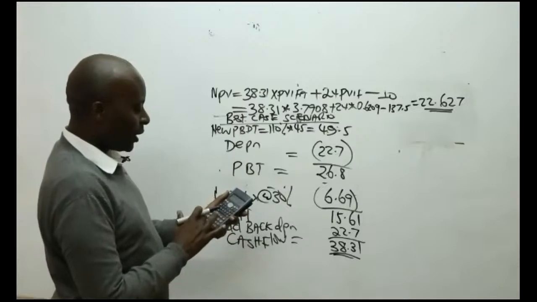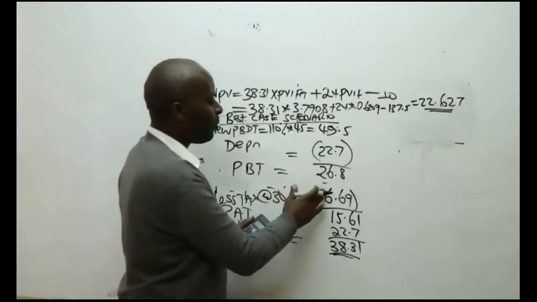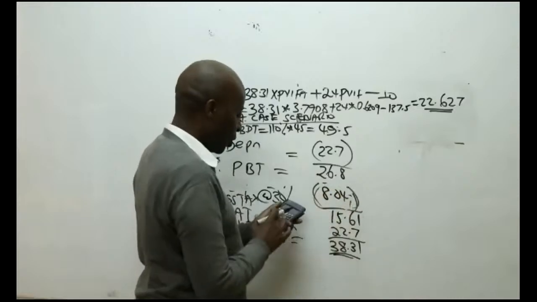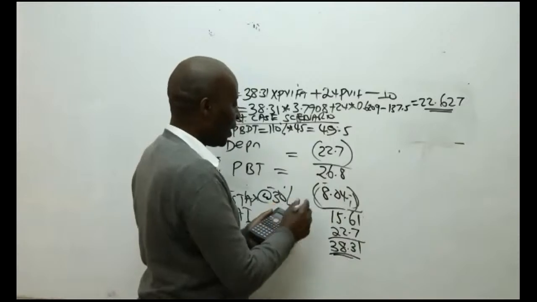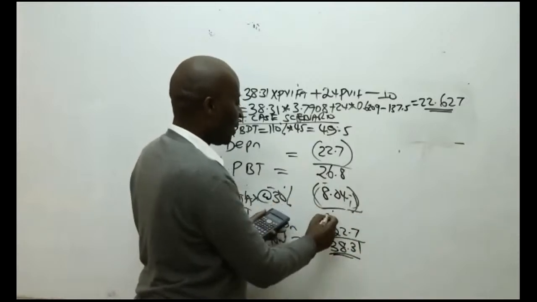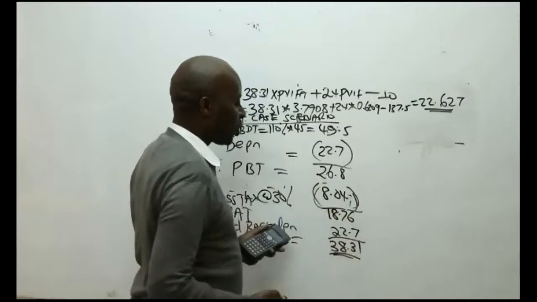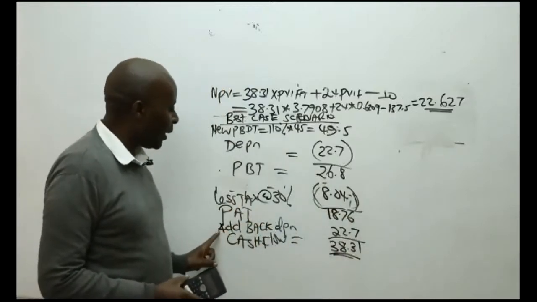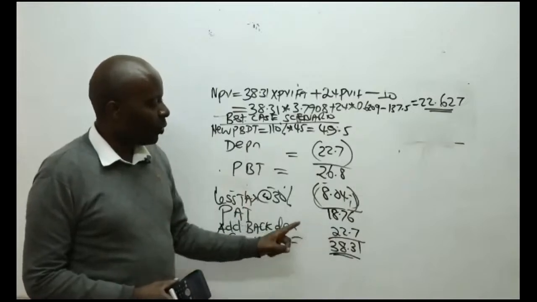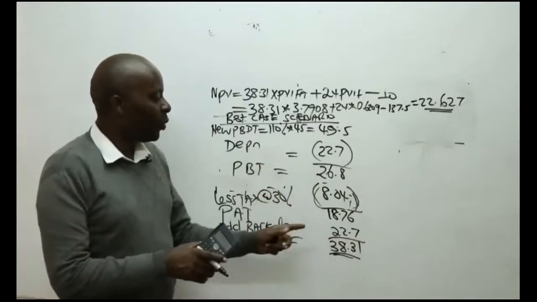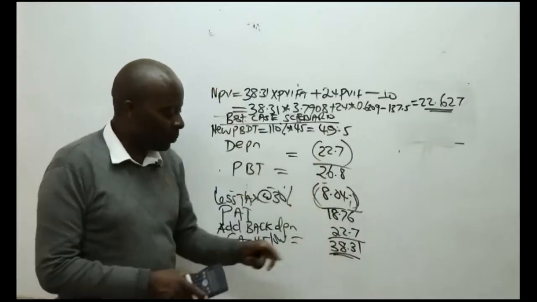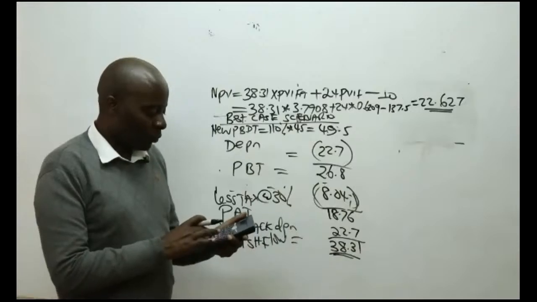So we have this times 0.3, which will give me 8.04. So here I have 8.04 like that. So we have 26.8 minus answer, which gives us 18.76. So this is what we call profit after tax, of course, which you must now come and add back depreciation. When you add back depreciation, which is 22.7 that we had obtained even much earlier, come and add depreciation. So plus, we have 22.7.